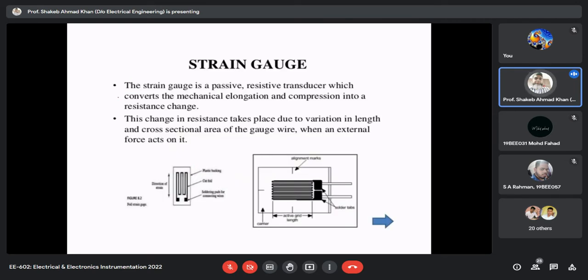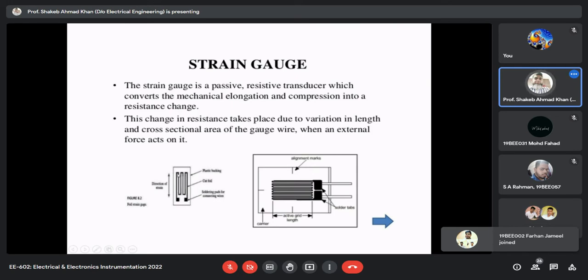So it is written here, you can see, a strain gauge is a passive resistive transducer which converts the mechanical elongation and compression into a resistance change. This change in resistance takes place due to the variation in length and cross-sectional area of the gauge wire when external forces act on it. As far as the strain gauge is concerned, it is a simple wire, a metallic wire or a wire made up of semiconducting material.